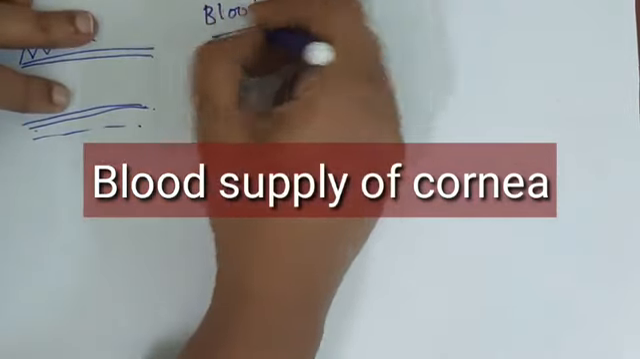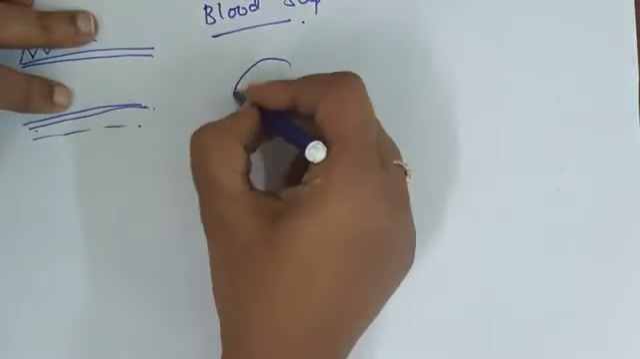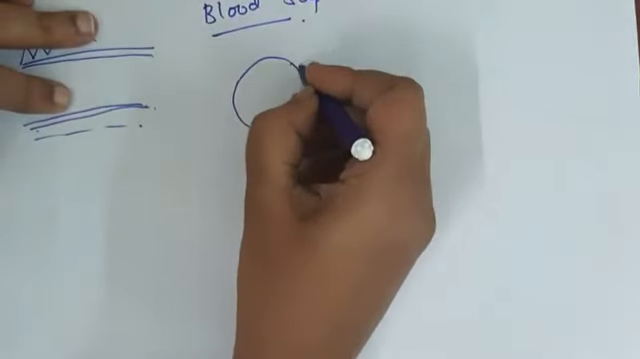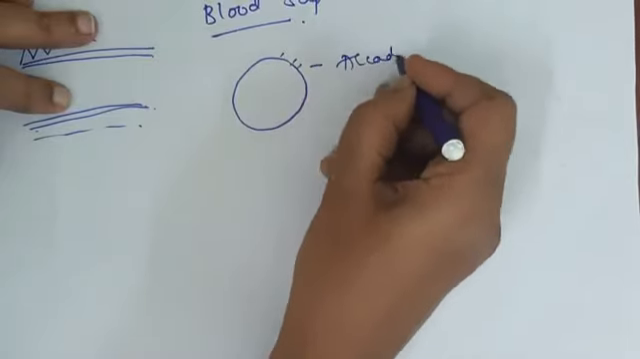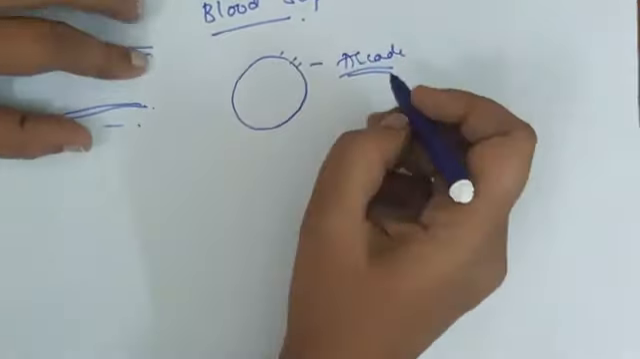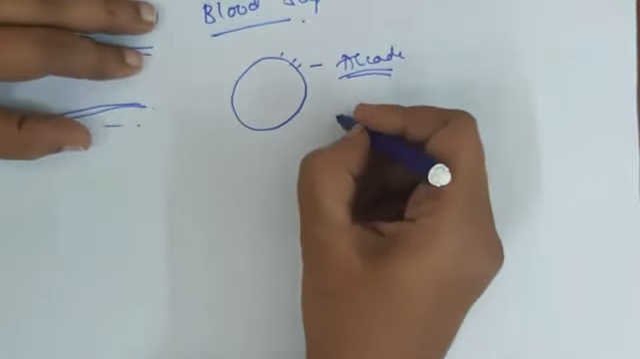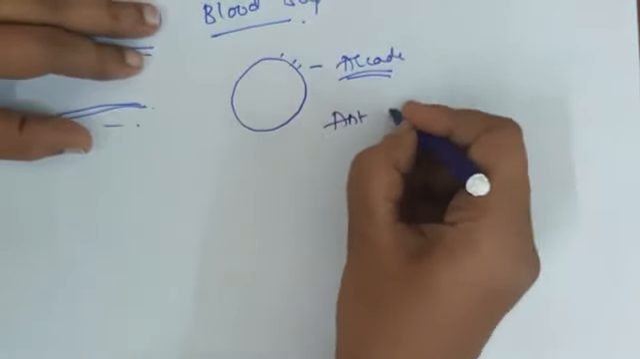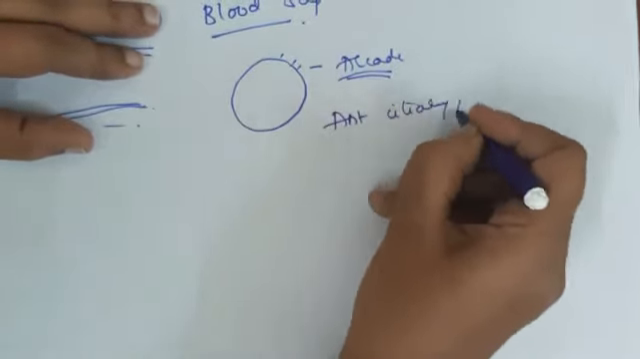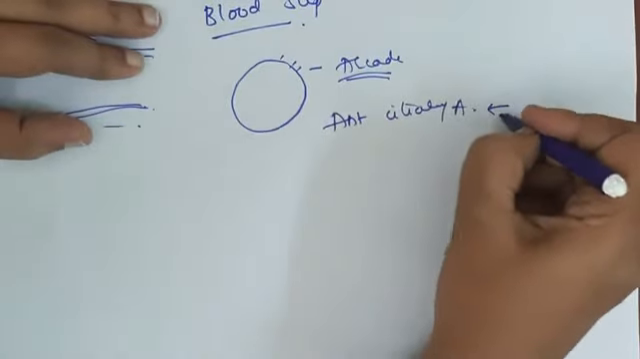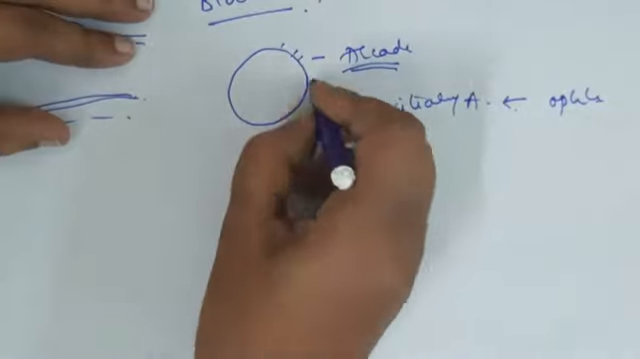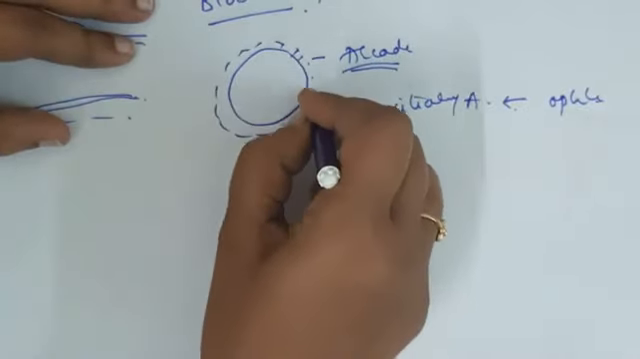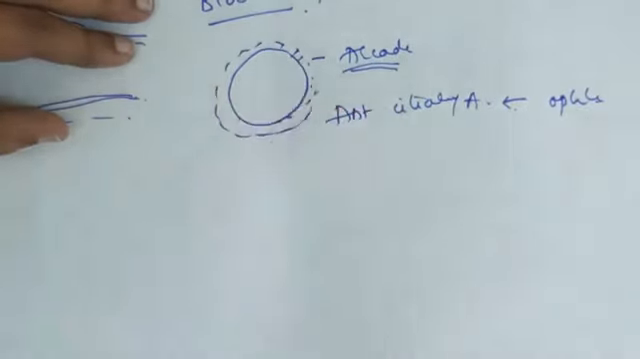As you know, the cornea is an avascular structure, but still in the periphery around 1 to 2 millimeters near the limbus there is an arcade of vessels, blood vessels, which will provide the nourishment to the cornea. So this is by the anterior ciliary artery, which is a branch of ophthalmic artery. This anterior ciliary artery will form an arcade around the cornea and give the nourishment.